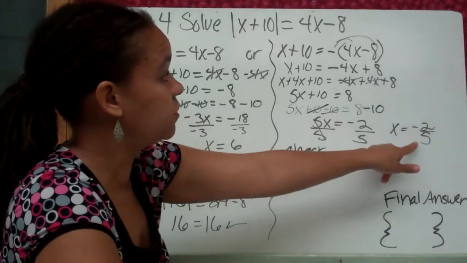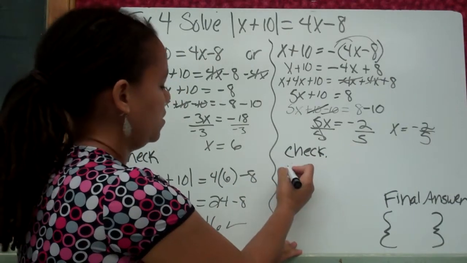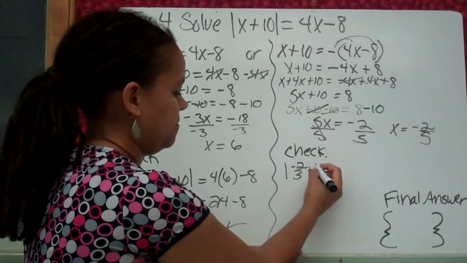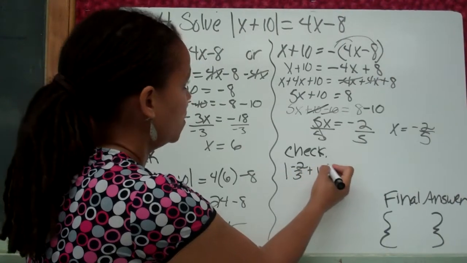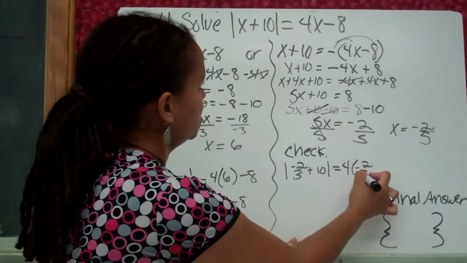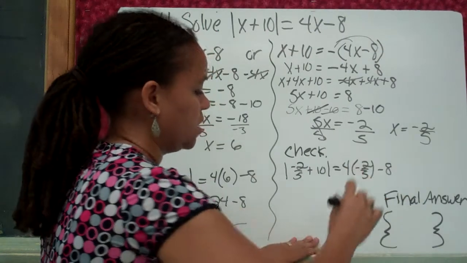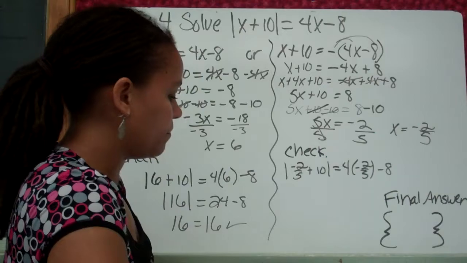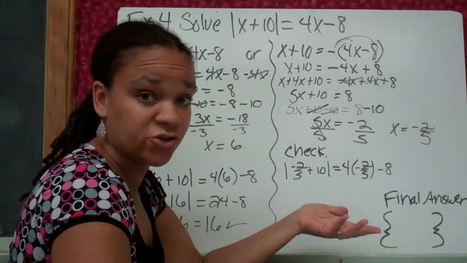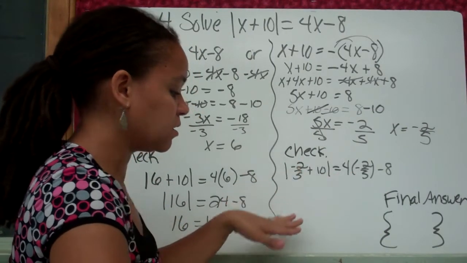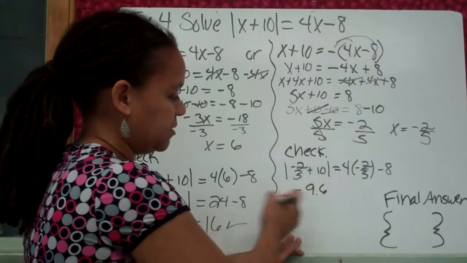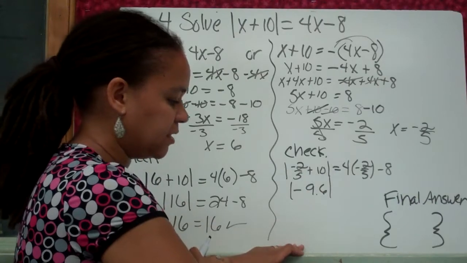We want to check and see if the negative 2/5 works. So if I took the absolute value of negative 2/5 plus 10 is equal to 4 times negative 2/5 minus 8. So we need to check both of these and see if they work. Well, negative 2/5 plus 10, you can turn it into a decimal or you can add the fractions, however you want. I tend to turn them into decimals. So here, if you turn it into a decimal, I would get negative 9.6. So we have the absolute value of negative 9.6.